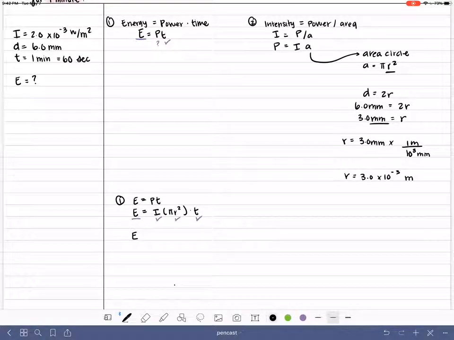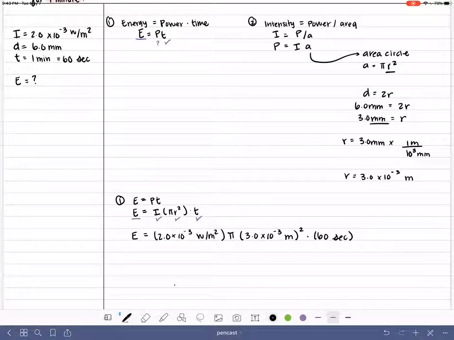So let's start plugging in our values. You get E equals intensity, which is 2.0 times 10 to the negative third watts per meter squared, times pi times r squared, which is 3.0 times 10 to the negative third meters squared, times 60 seconds. Okay, and if you plug that into a calculator, you get the answer to be 3.4 times 10 to the negative 6 watt-seconds. And that simplifies down to 3.4 times 10 to the negative 6 joules.